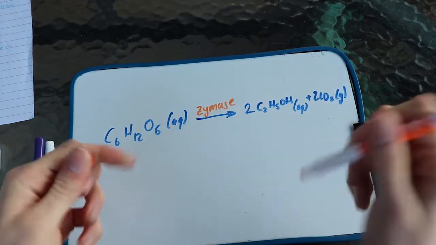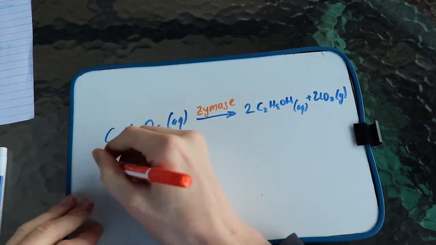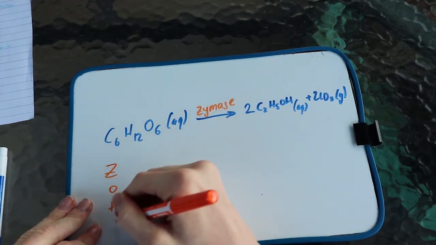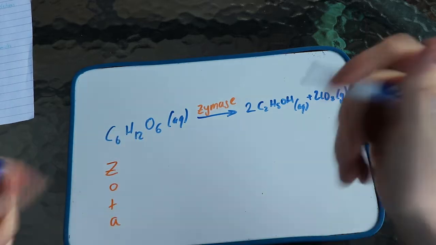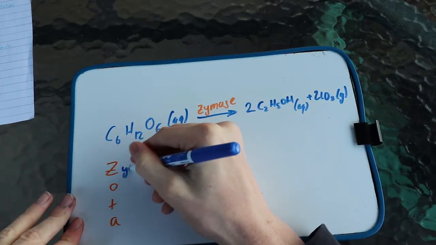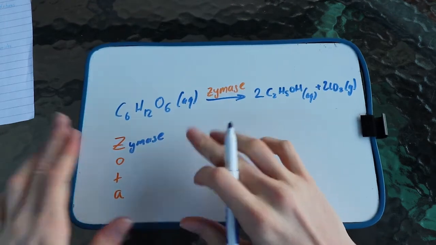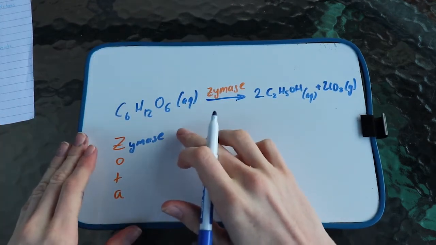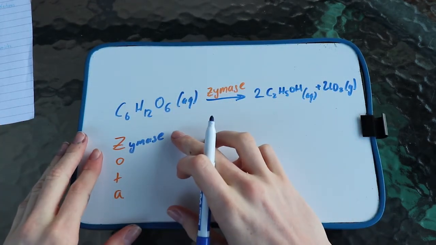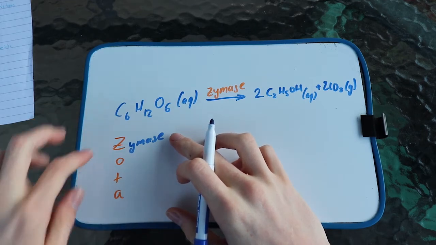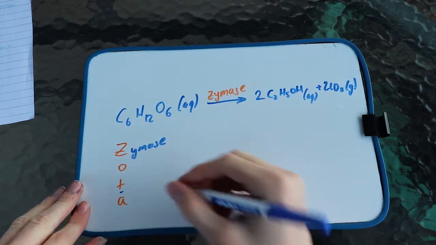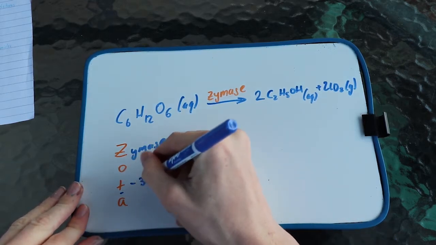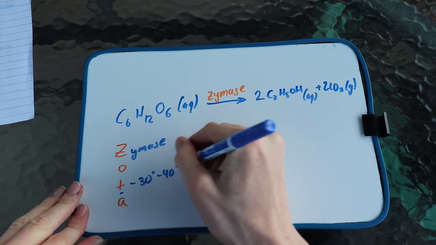Now, what are the actual catalysts? I alluded to some acronym earlier, ZOTA. This is how I remember it. Remember it however which way you like, but Z stands for zymase. This is a biological catalyst. It's a yeast enzyme that we need to put in for this reaction to occur. But there are certain conditions that this zymase requires. For example, it's very sensitive to temperature. So that means we need to have a warm temperature of around 30 to 40 degrees.